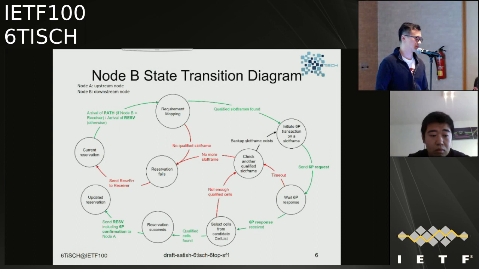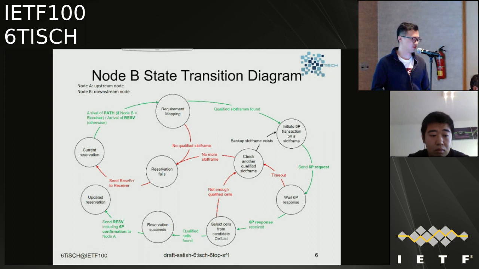And the one hop cell reservation is triggered by the aforementioned conditions. And then node B should conduct the required mapping to find some qualified slot frames. If there are no qualified slot frames, the reservation fails, and node B should send the reserve error to the receiver. And the current reservation is maintained. So if there are some qualified slot frames, node B should initiate the 6P transaction on one of them.